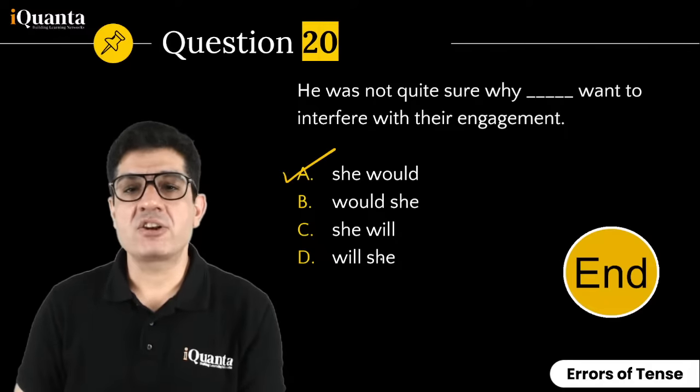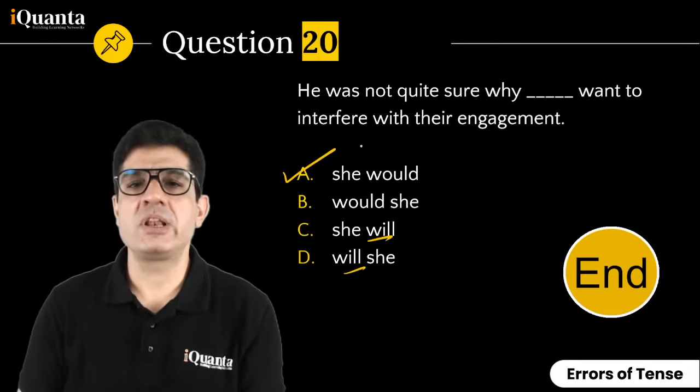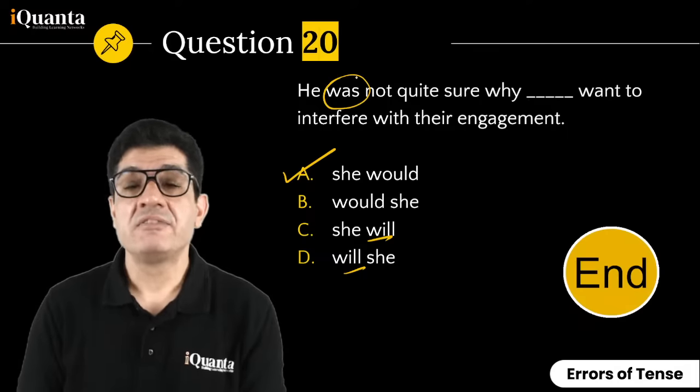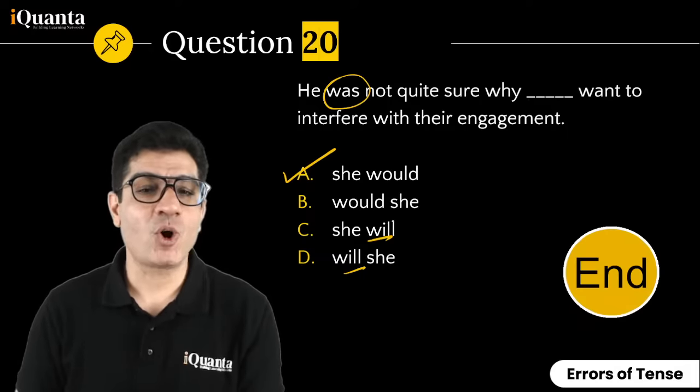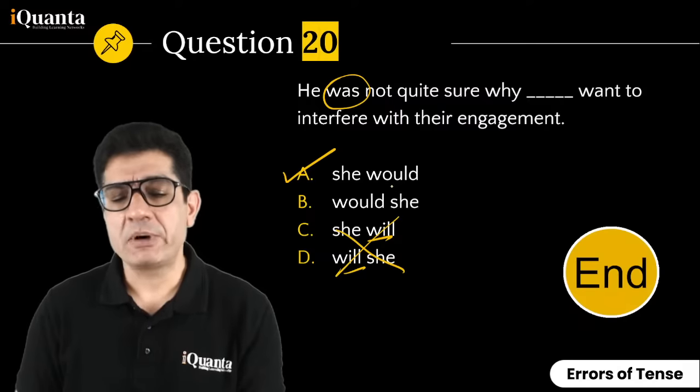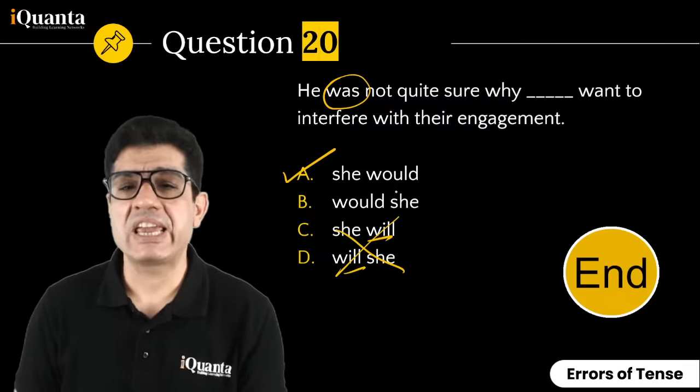Now first up, we are not using will here. You're not using will because you notice he was. We are talking about past. So options with will are ruled out. Now between A and B, why are we choosing A and not B?